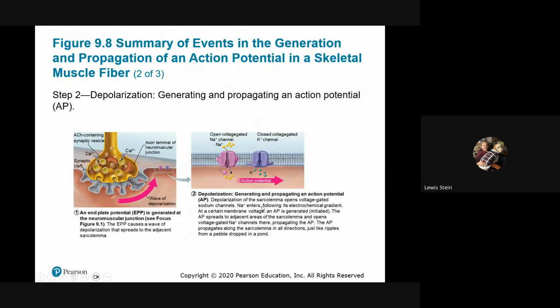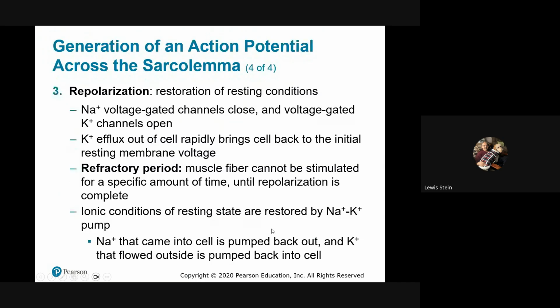So voila, that's what you're trying to see here. Again, what we call the inactivation gate is not really relevant in this discussion. So again, sodium enters following its electrochemical gradient. At a certain voltage, an action potential is generated. The action potential spreads adjacently. Sodium channels there, propagating, like ripples. Repolarization. Understand what we're doing here. This is your electrical events.